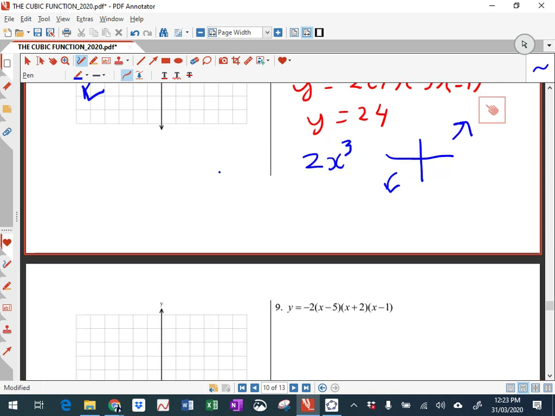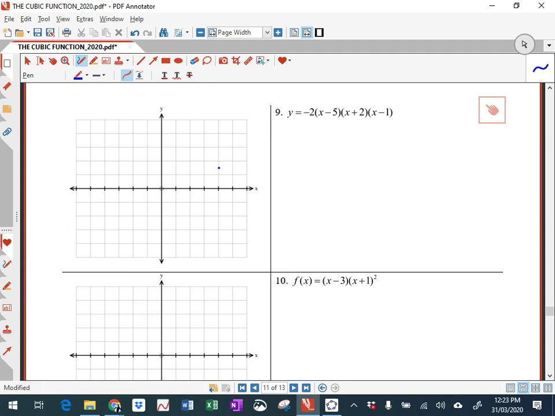That's easier. Let's try number 9. Now, straight away, I'm looking at its factored form. So I know that there are intercepts at x equals 5, x equals negative 2, because these are the x values which give me 0 for the function, as the x-intercepts. Now, what about the y-intercept?